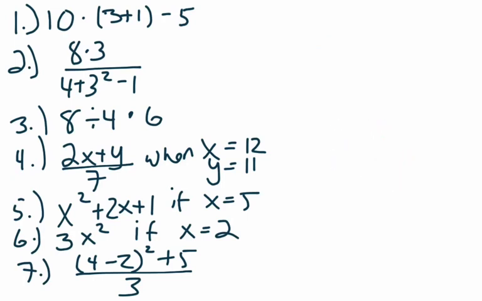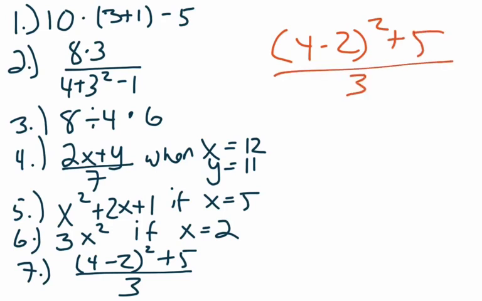And then the last one is 4 minus 2, all squared, plus 5, all over 3. We've got 2 grouping symbols: the fraction bar and the parentheses. So we're going to simplify this whole chunk first. We have the subtraction, the grouping symbol, the exponent, and the adding. So we're going to start inside that grouping symbol to get the 2. 4 minus 2 is 2.